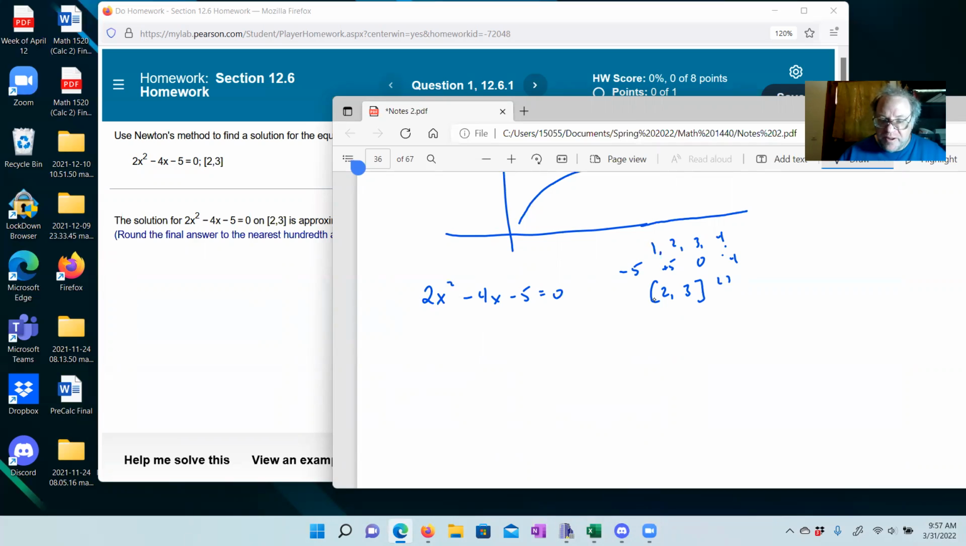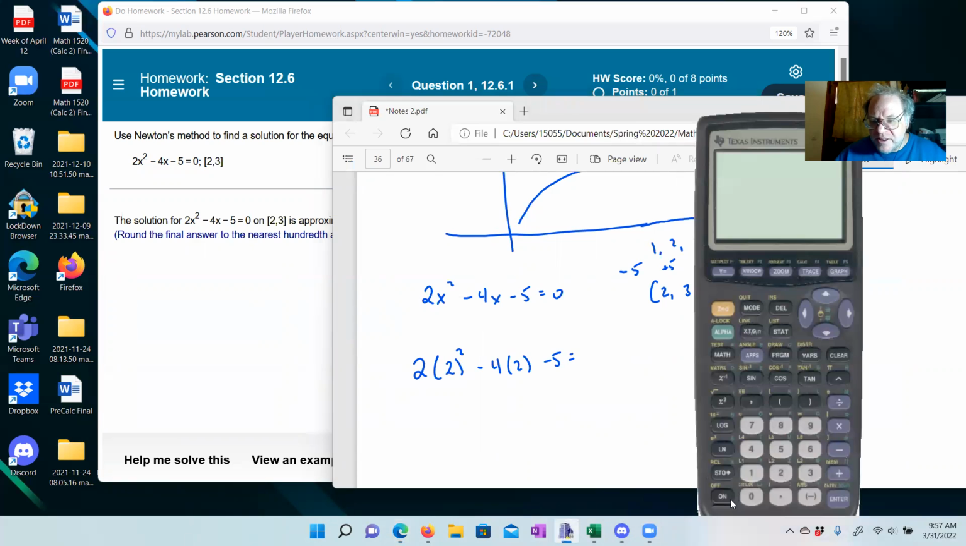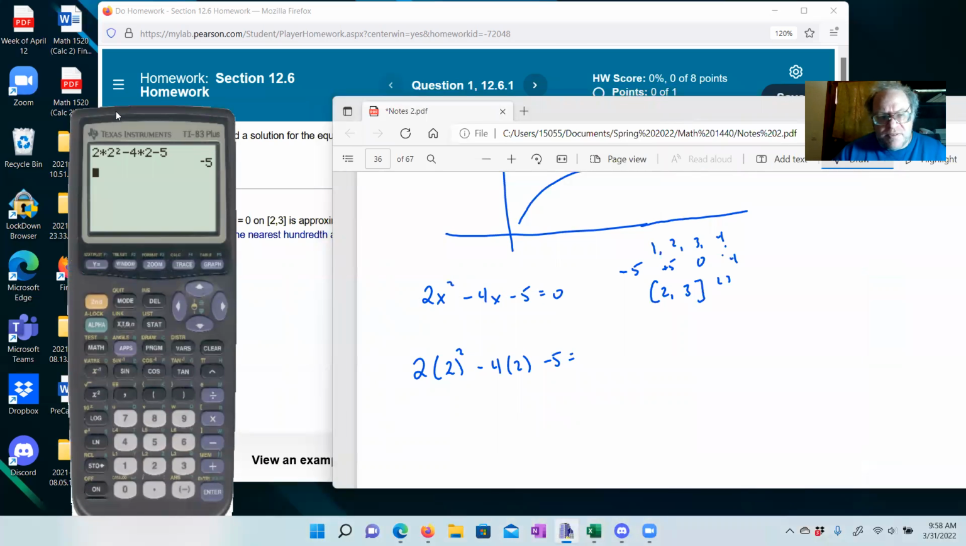You would want to narrow it down a little bit. Once you get down to 2 and 3, this is 2 times 2 squared minus 4 times 2 minus 5. We'll do a calculator thing here: 2 times 2 squared, minus 4 times 2, minus 5. Enter. Looks like that's -5.